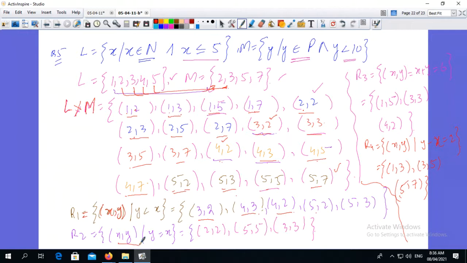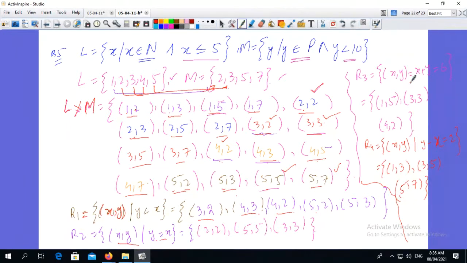For R2, we have to find those ordered pairs in which x and y are equal. There are only three ordered pairs. The first one is (2, 2), then (3, 3), and then (5, 5), in which both elements are equal.